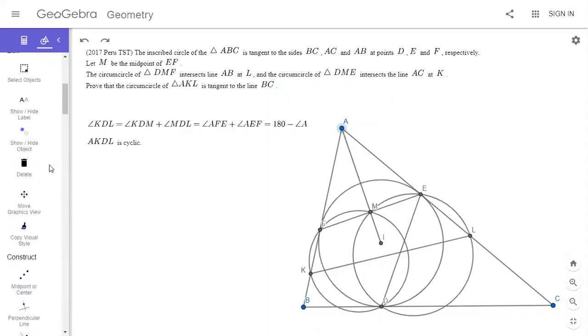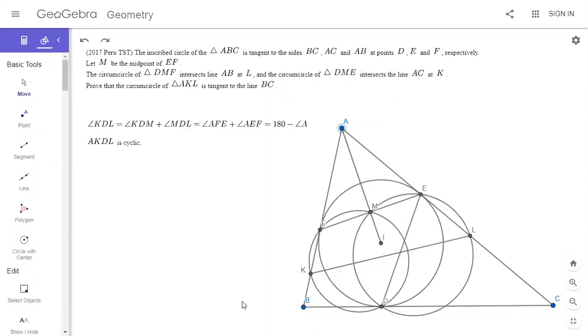Okay, so AKDL is cyclic. I'm not going to draw it in yet because I don't want it to look tangent to point D yet, because that's what we're trying to prove. And now we can do the stuff with Cymedians. So by the Cymedian theorem, angle EDM is equal to angle FDA.